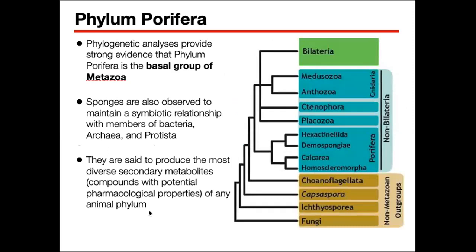And alam natin that sponges are the basal group of metazoans, no? It's actually, if you try to look at this cladogram right here, okay, you have the porifera. It's actually situated right next to non-metazoan outgroups. Like say, for example, yung ating choanoflagellates, okay? These are protists and even some fungi, no?